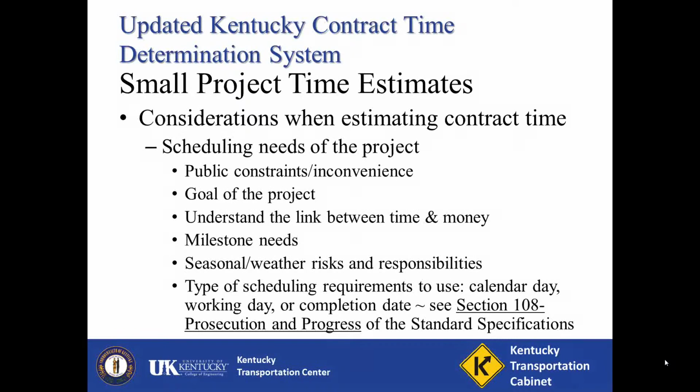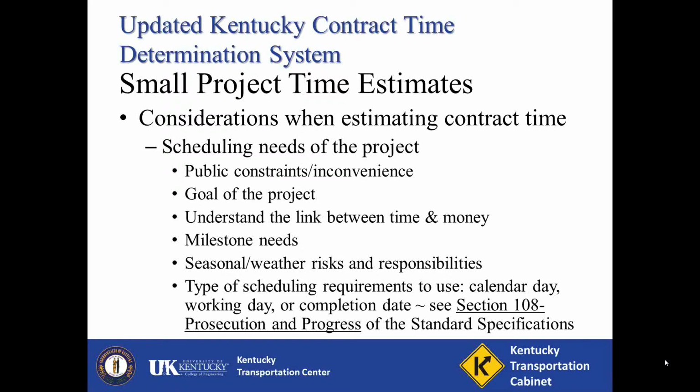Whether you need to use the full small project process or not, there are some considerations when preparing a contract time estimate. The scheduling needs of the project must take into account many variables, several listed here, but this is not an all-inclusive list. First, public constraints and inconvenience. Is work going to impact daily commutes, and if so, to what degree? Are there special events which will be drastically impacted by work? Can work be scheduled to minimize those impacts?